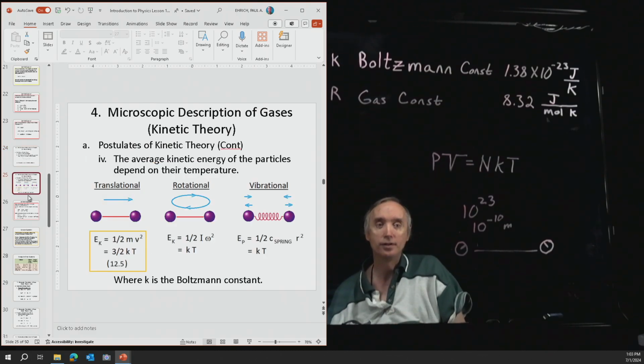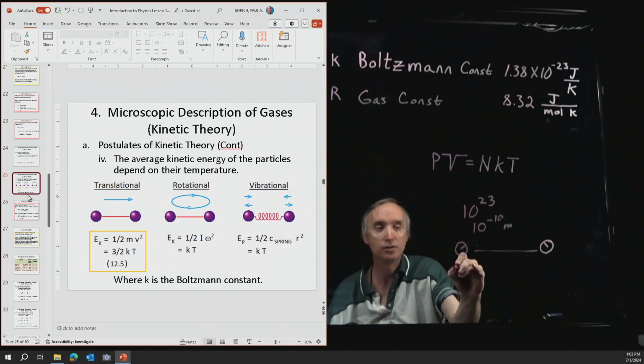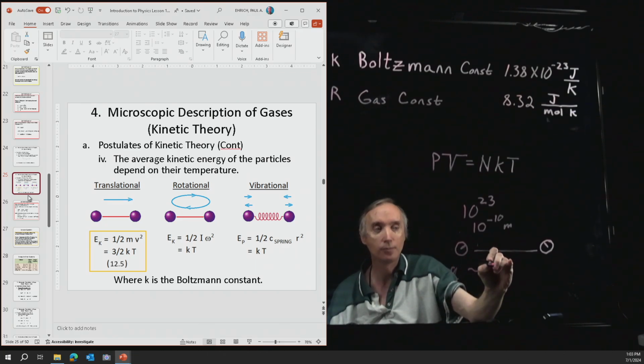And then postulate number four says that the average kinetic energy of the particles is going to depend on its temperature. We already knew that, because earlier we mentioned that heat, Q, is proportional to the temperature T.